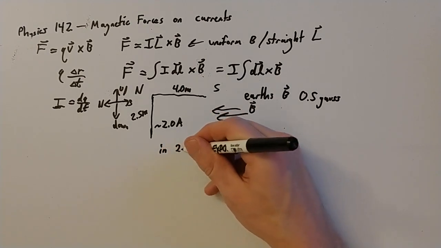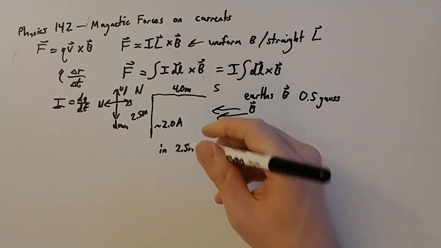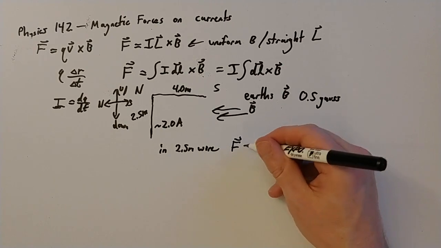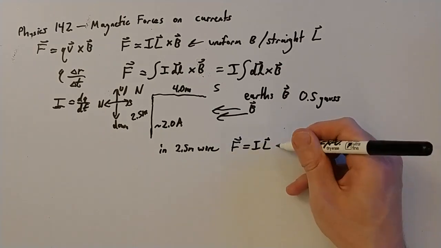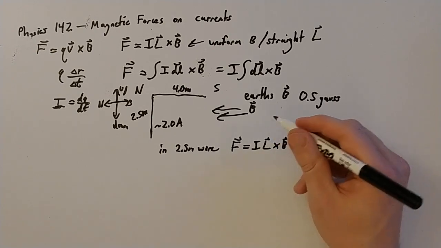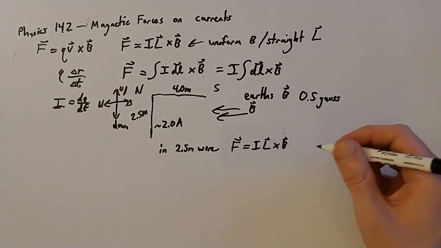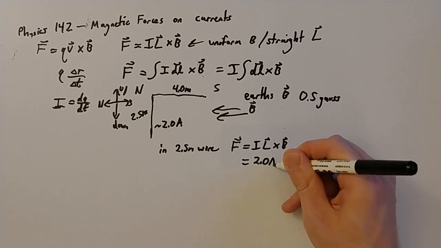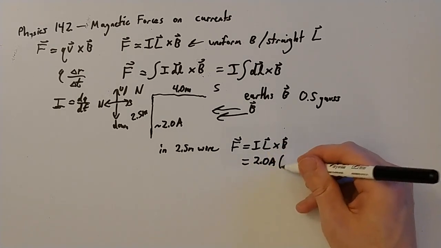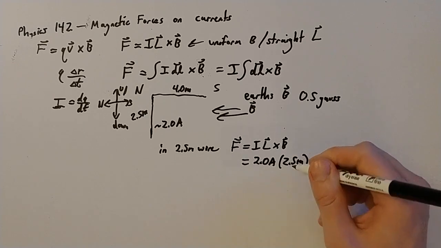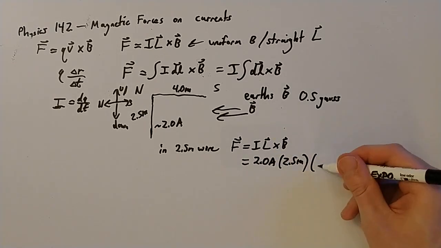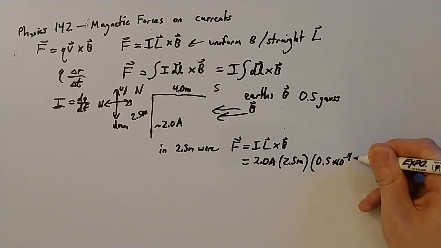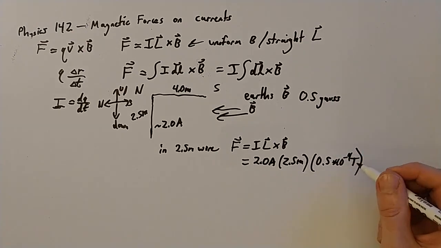So in the 2.5 meter wire, we know that the magnetic force on that wire is I times L cross B. So that means the magnitude of that force, we need the magnitude of that force. Well, what's that going to be? That's going to be the amount of current, 2 amps, times the length of wire, 2.5 meters, times the strength of the Earth's magnetic field, so that's 0.5, and remember 1 Gauss is 10 to the minus 4 Tesla, so 0.5 times 10 to the minus 4 Tesla.